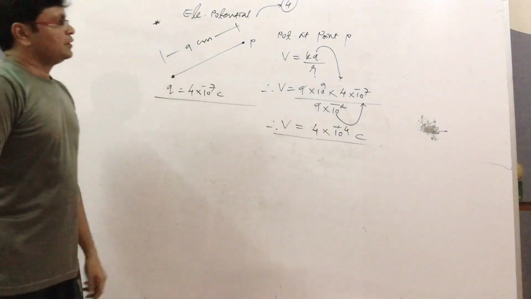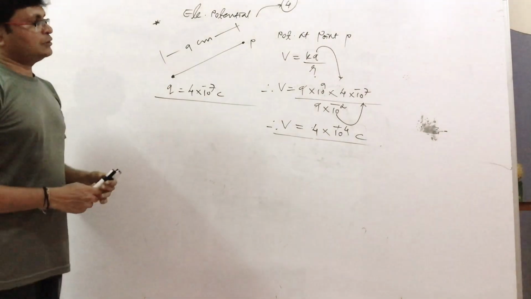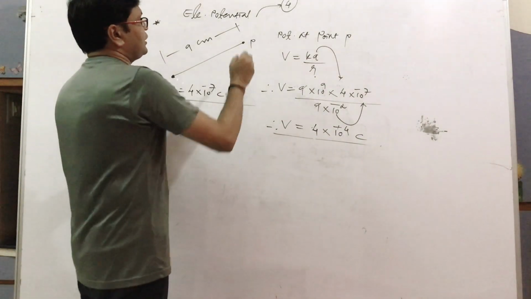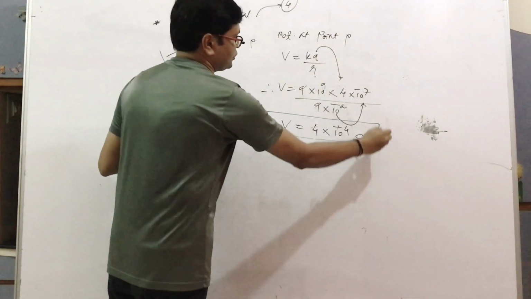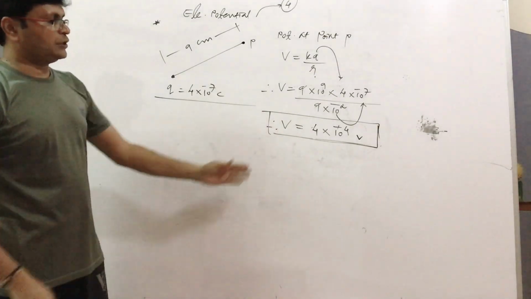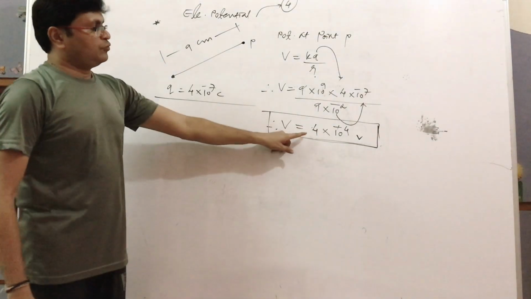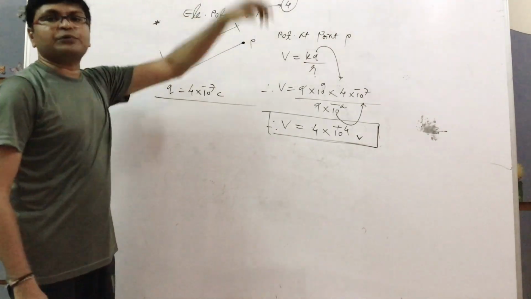So very easy. But one more question is included in this given question. So one point is clear. What is the potential at this point P because of this charge Q? This is the potential, and the answer here is in terms of volt. There was a mistake, because potential is in volt. So 4 into 10 raised to 4 volt potential is produced at this point P.